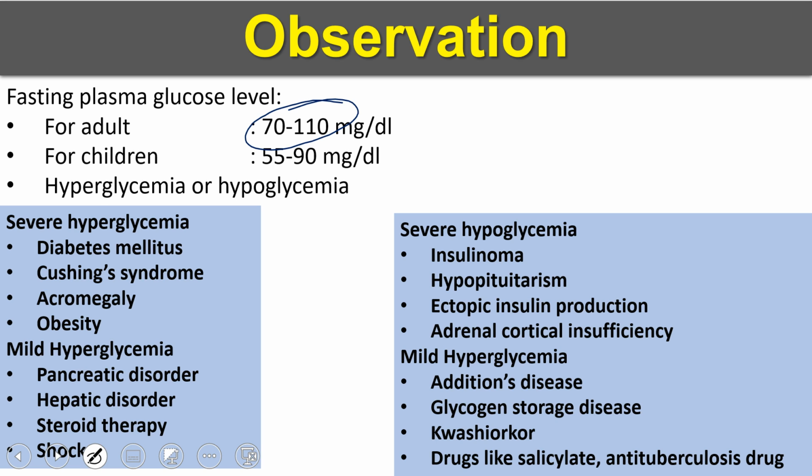then adrenal cortical insufficiency. Mild hypoglycemia, it should not be hyper, it will be hypo. So mild hypoglycemia is caused by Addison's disease, glycogen storage disease, where glycogen is deposited in different organs, especially in the liver, kwashiorkor, and sometimes some drugs or medicines that normally decrease the glucose level in our body, like salicylate or anti-tuberculosis drugs. So these are the major reasons for hyperglycemia and hypoglycemia.